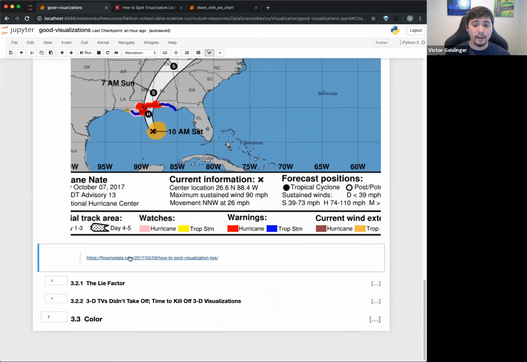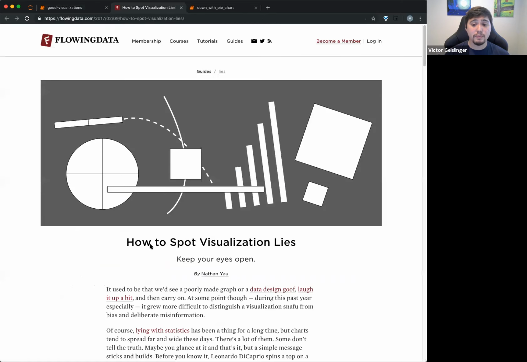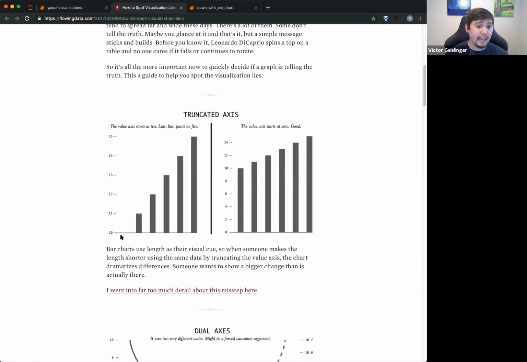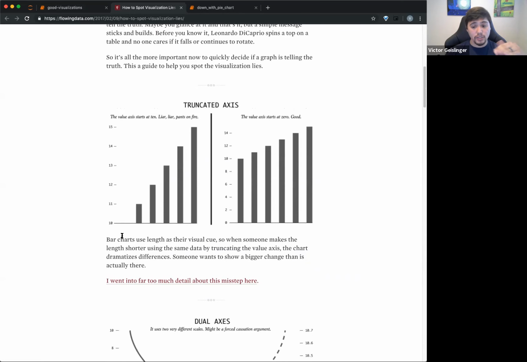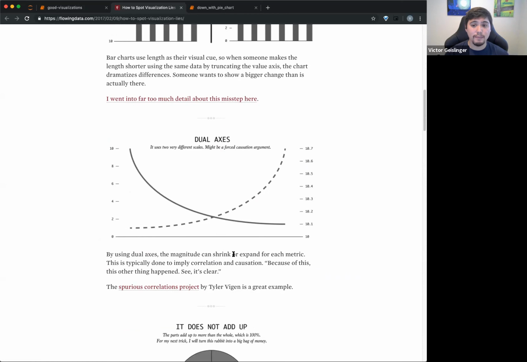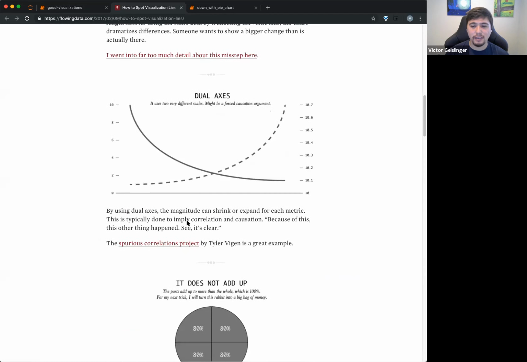There's a little link right here, a great article on how to spot visualization lies. You can see truncated axes, where the axis is squished down; I'll show an example of that later. Dual axes: don't use dual axes unless they're actually useful. In fact, I would probably say never use dual axes. You should really have two different charts. Basically, this line is emphasizing one number, while this one emphasizes another number. I usually do this because it's similar but not the same. So just be aware of that.